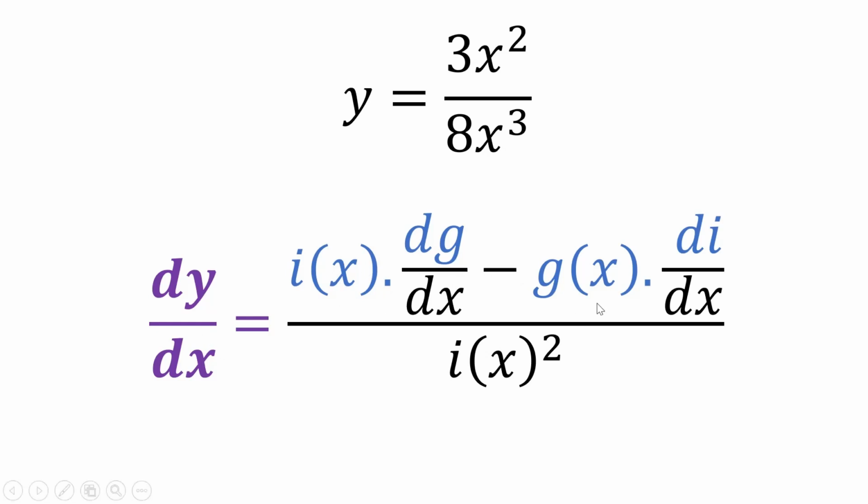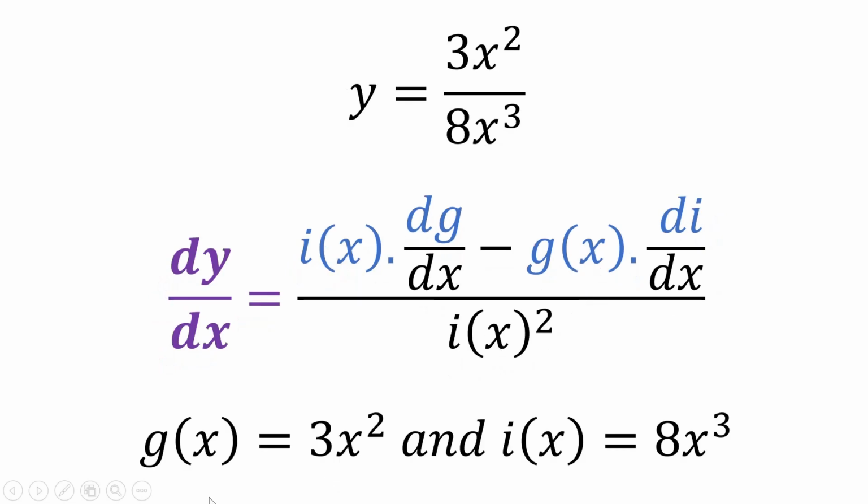Now we need to use this rule. So we need I of x, j of x. So j of x is the numerator. Remember, j of x is always the numerator. I of x is always the denominator. Now we need to also find the derivative of j with respect to x. So from the power rule, we multiply this by 2 to get 6. We subtract 1 here, so we have 6x here.